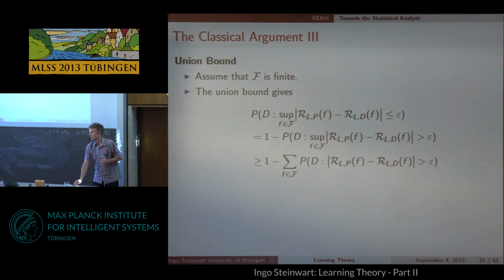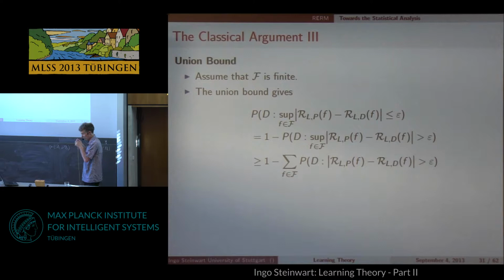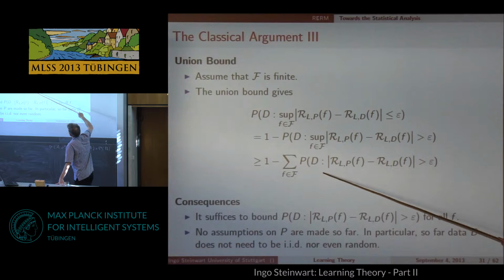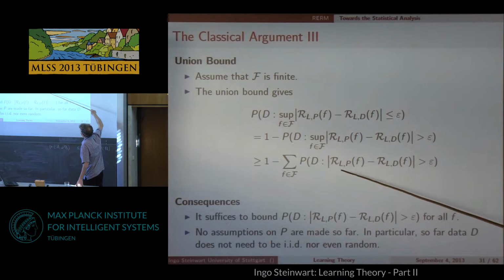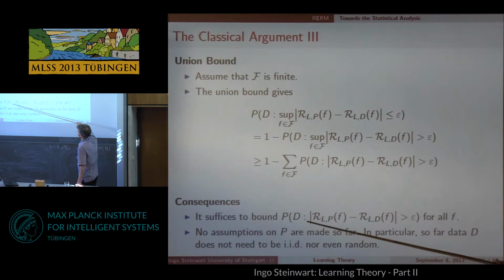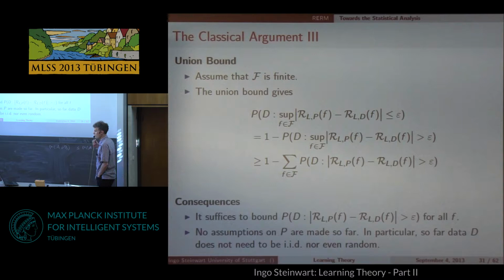Okay, so what have we achieved? Well, instead of bounding this somewhat complicated looking thing, we have to estimate these probabilities, where the difference between this one and this one is that we no longer have to deal with all the functions f simultaneously, but we can now deal with each function separately. So it basically means that we have to estimate these probabilities for each f of our function set script F. And something which I would like to stress is that so far we have not made any assumptions about the distribution P. In particular, we did not assume that our data is IID, nor did we actually assume that it's somewhat random.